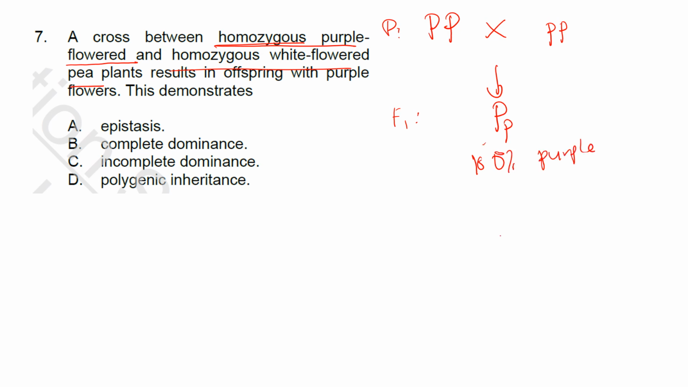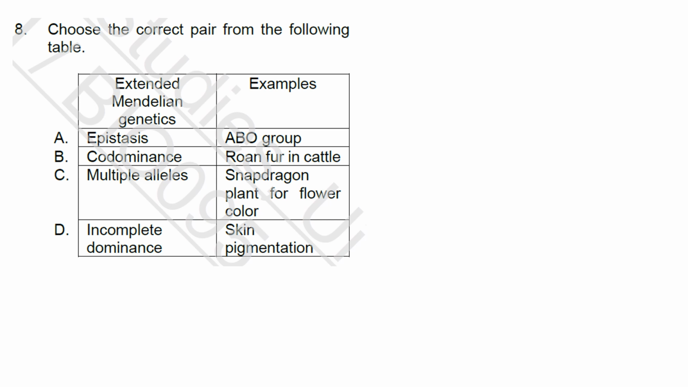Because the F1 is heterozygous with the presence of the dominant allele, and the offspring expresses the dominant phenotype, it means that the inheritance is complete dominance, due to the presence of the dominant P allele in the genotype of the F1 generation. Okay, complete dominance. Okay, question 8. Choose the correct pair from the following table.